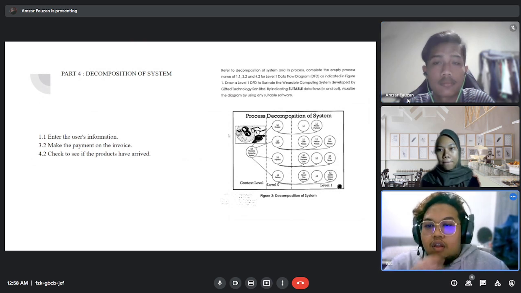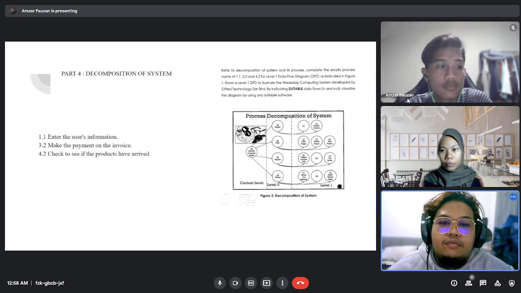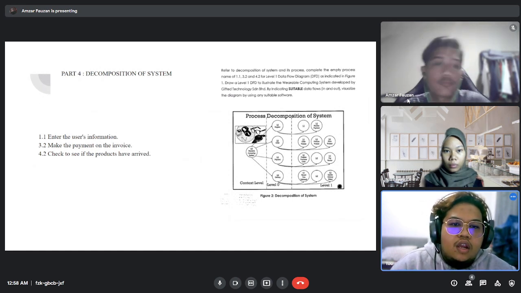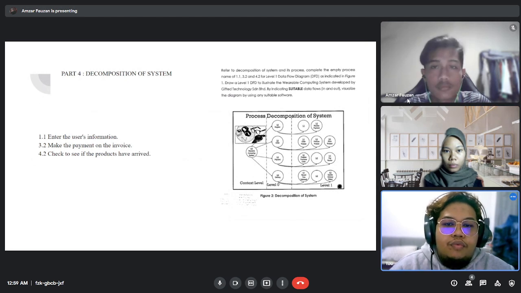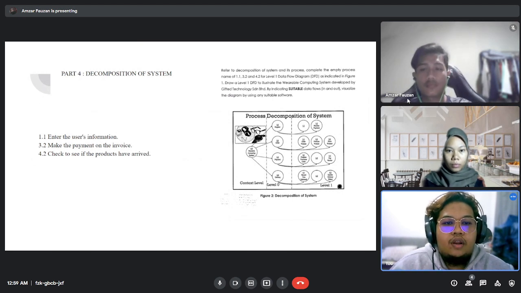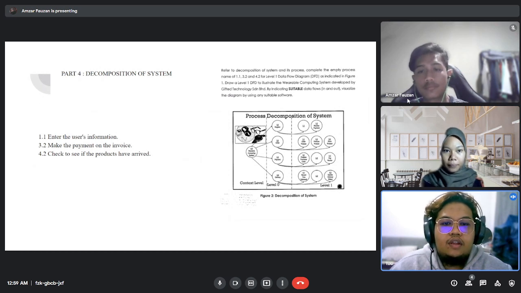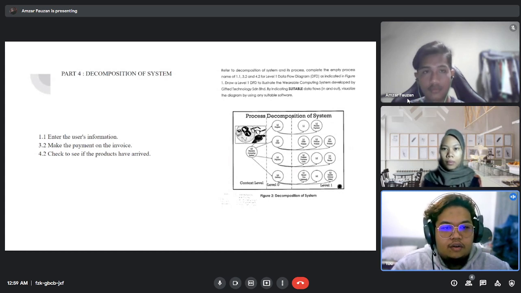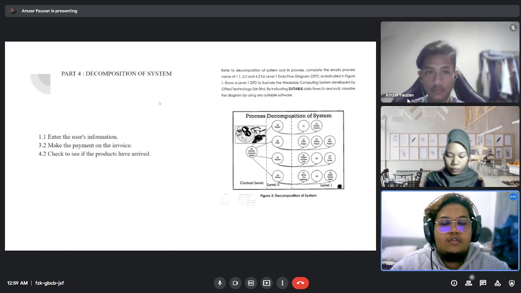For part 4, the comprehension of systems. So the question you can see in the diagram, Figure 2. Refer to the comprehension of system and process. Complete the empty processes named 1.1, 3.2 and 4.2 for the level 1 data flow diagram, DFD, as indicated in Figure 1. Draw a level 1 DFD to illustrate the wearable computing system development given the technologies in the bracket, including suitable data flow in and out. Visualize the diagram using any suitable software.